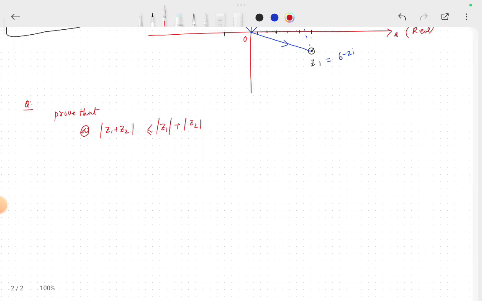So this is the proof A. Let's prove V, that is mod of z1 plus z2 plus z3 equals mod of z1 plus mod of z2 plus mod of z3. Okay, I hope you understand. This is actually the fundamental algebra of complex numbers. So I have to prove.